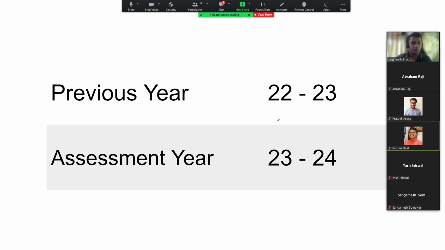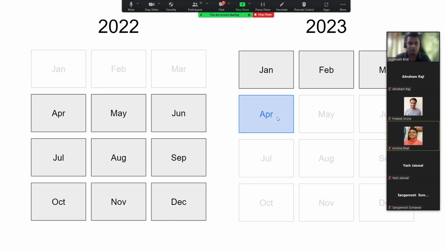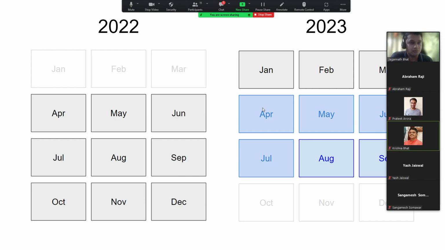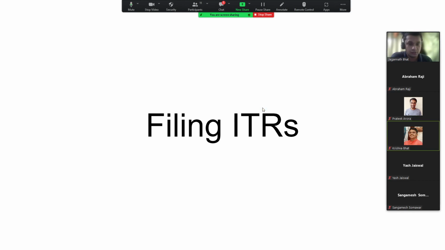You should be very careful of this when you're filing your ITR. Even I get confused a lot. I hope it's clear. If you did not get this, please ask. I'll explain this again. So for filing an ITR in assessment year 2023-24, the window opens in April, and you have time till July to file your tax returns. And as far as I know, it will take up to September to get your tax refund.